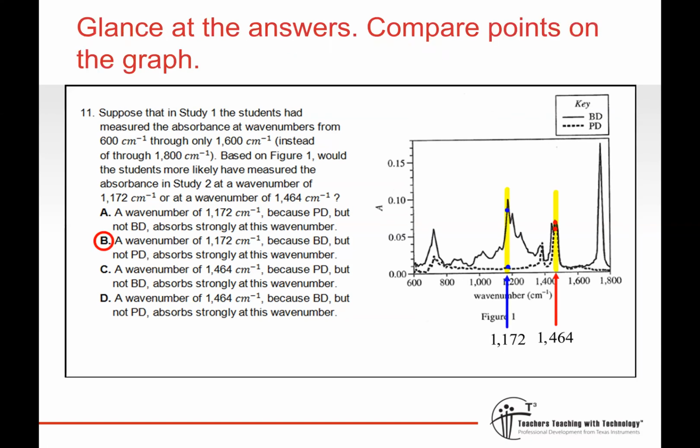First off, they should be doing the study at 1172 because those wave numbers have a much greater difference between them, right? If you're measuring BD and PD at 1464, like C and D say, those answers are really close together. It'd be very hard to distinguish between the two, whereas at 1172, they are very far apart. It'd be much easier to do those. And the answer is going to be letter B.